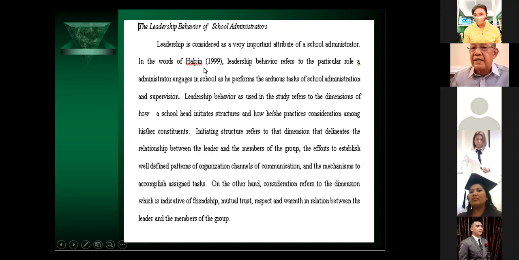In the words of Halpin, leadership behavior refers to the particular role an administrator engages in school as he performs the arduous task of school administration and supervision. Leadership behavior as used in the study refers to the dimensions of how a school head initiates structure and how he or she practices consideration among his constituents. Initiating structure refers to that dimension that delineates the relationship between the leader or the administrators and the members of the group. The efforts to establish well-defined patterns of organization, channels of communications, and the mechanisms to accomplish certain tasks.